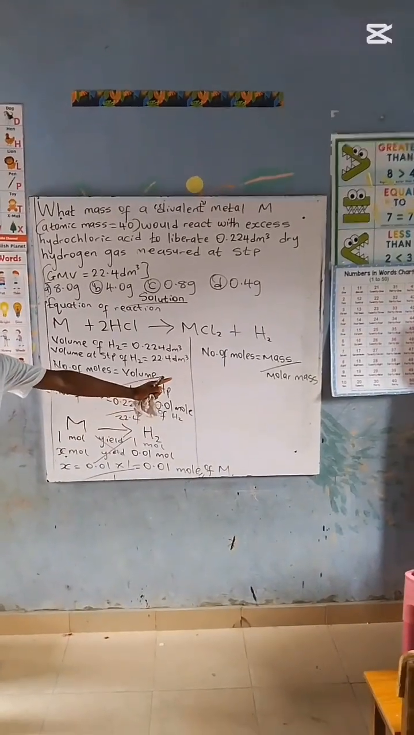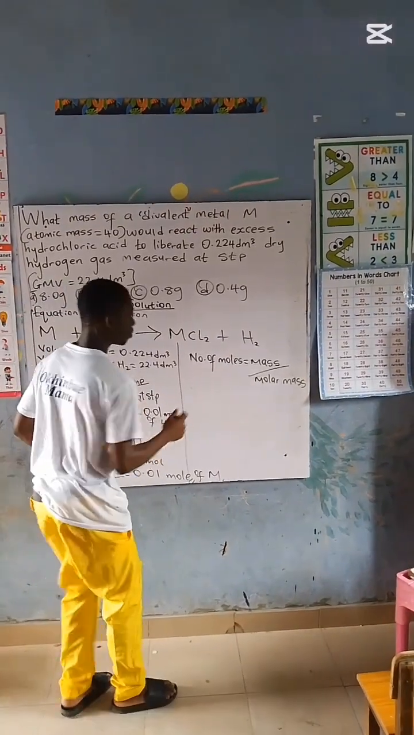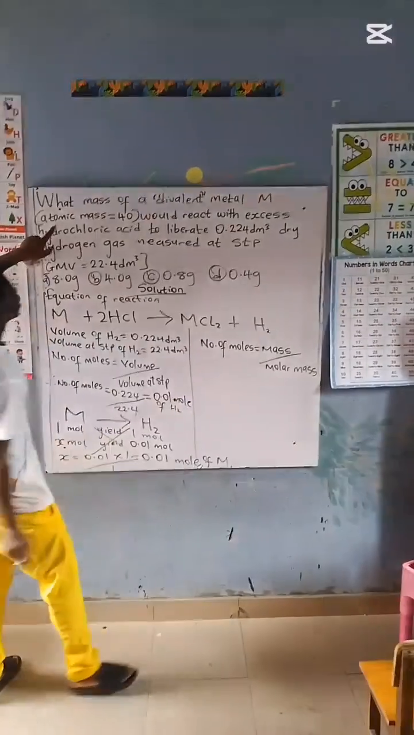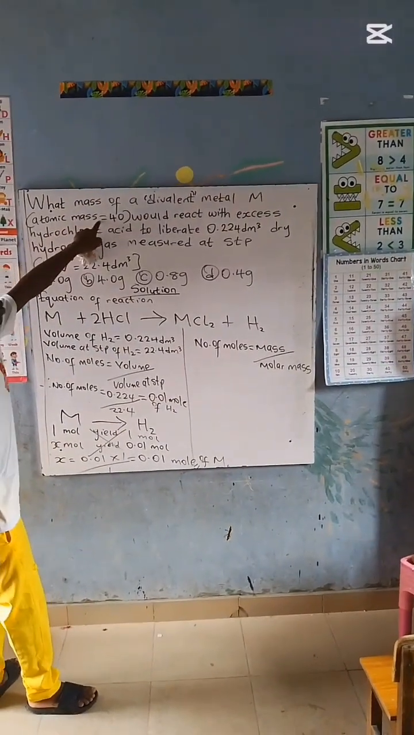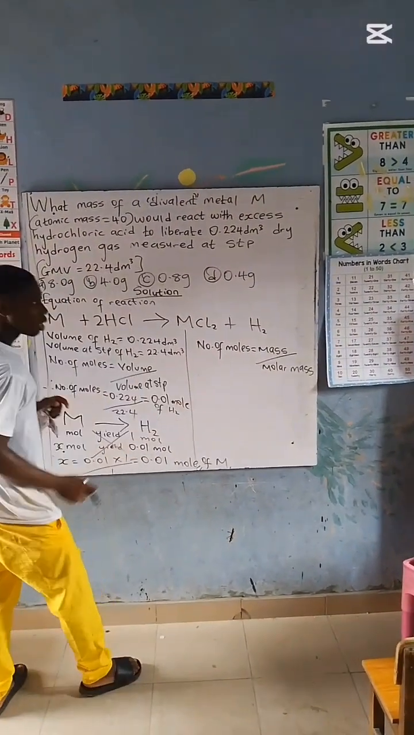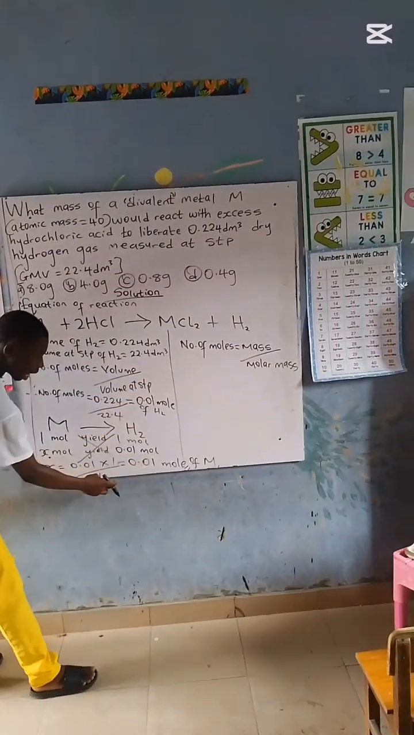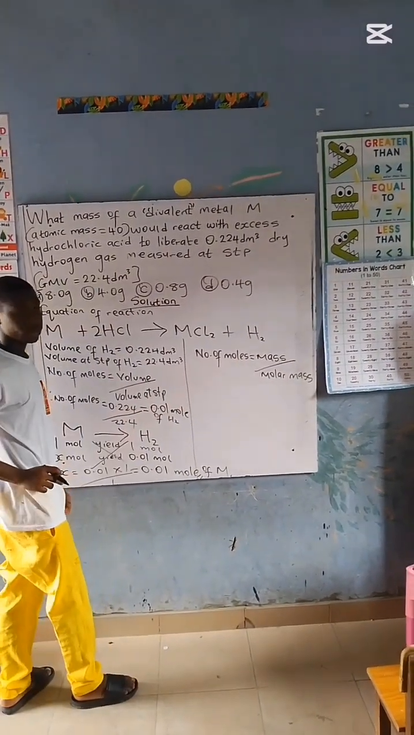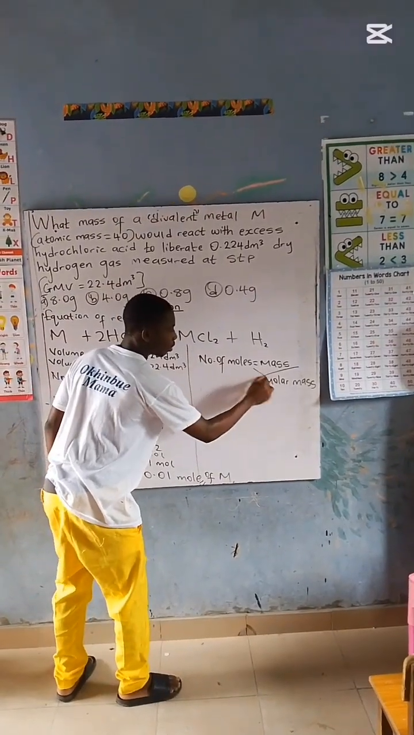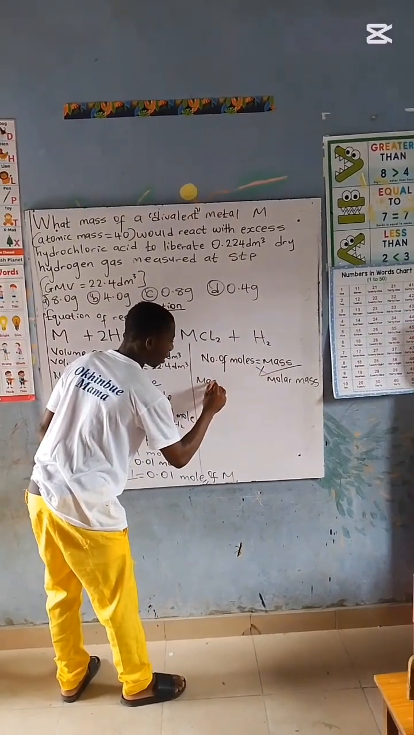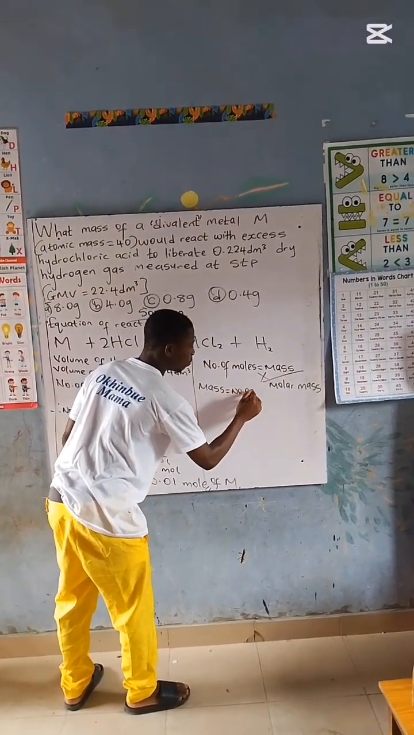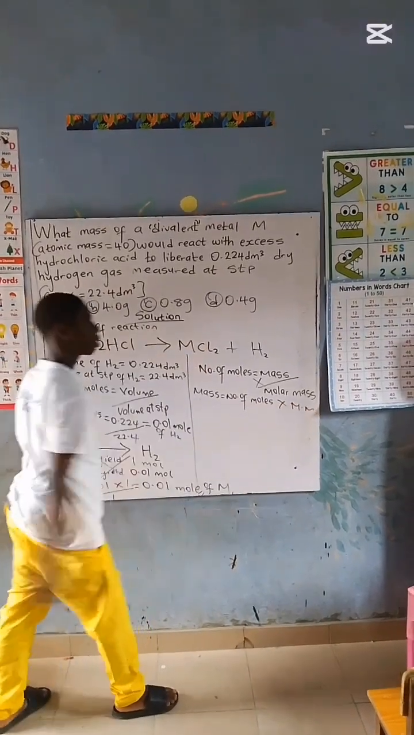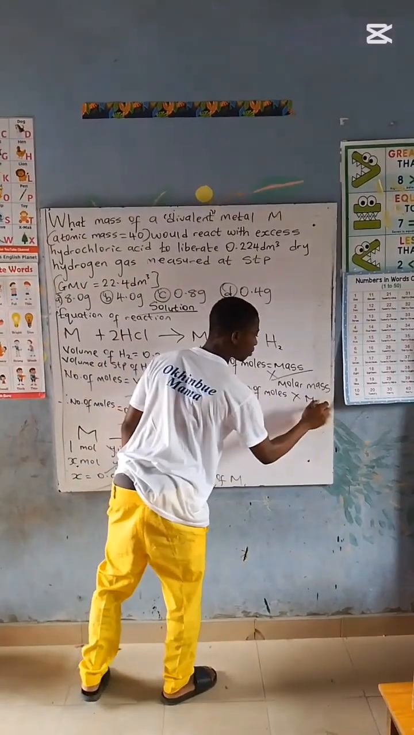Let's move on to the other side of the board. Now, number of moles is equal to mass over molar mass. Molar mass is also the same thing as atomic mass. In the question, we've already been given it. Now, with this number of moles, this is exactly what we solved for. Now, we are told to find the mass. Making mass the subject of the formula, we will cross multiply. Mass will be the number of moles times the molar mass.